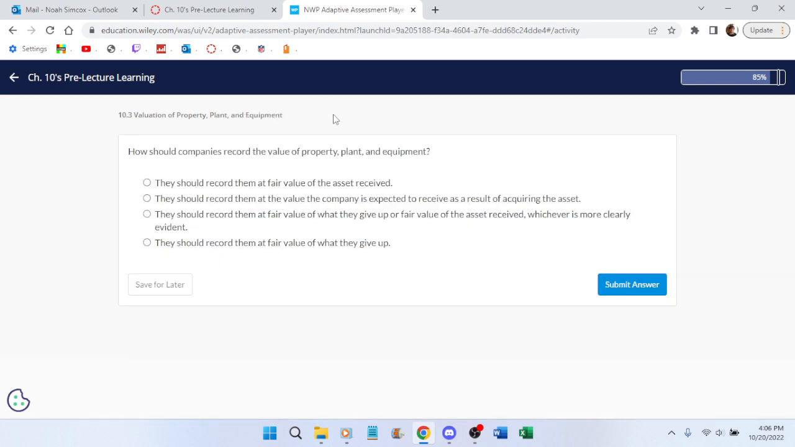How should companies record the value of property, plant, and equipment? I think I know what's going on here. I was confused about something. No, I don't get it still. I think this is the correct answer because I remember reading that phrase. That was funny.